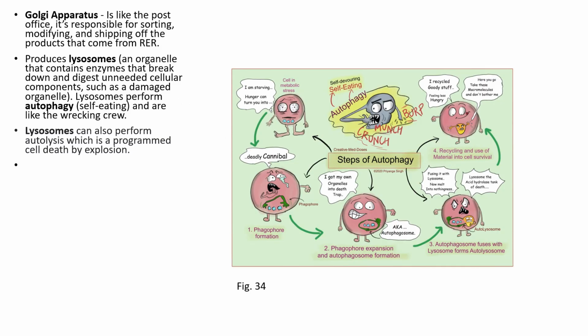We also have the Golgi apparatus, which is kind of like the post office, or like, I guess, Amazon Prime these days. It sorts, modifies, and ships off products from the rough ER. It produces lysosomes, which is an organelle. It contains an enzyme that breaks down and digests unneeded cellular components, such as damaged organelles. It performs autophagy, so it's self-eating. You can see in the little comic over here. And then the lysosomes also perform a programmed cell death by explosion.